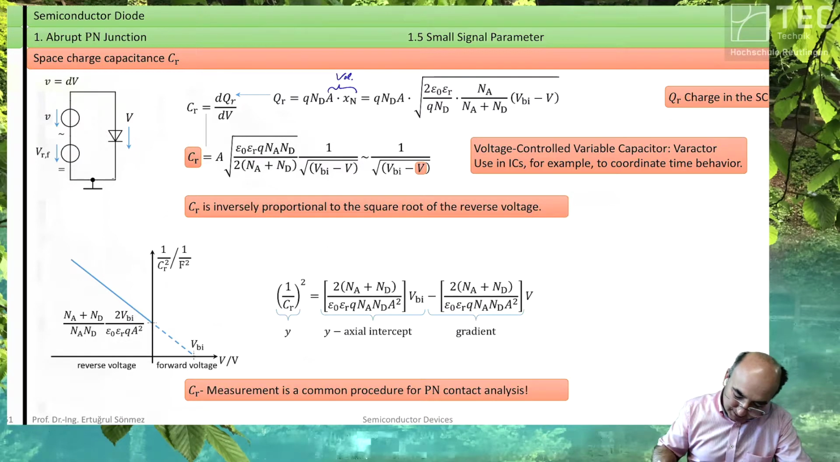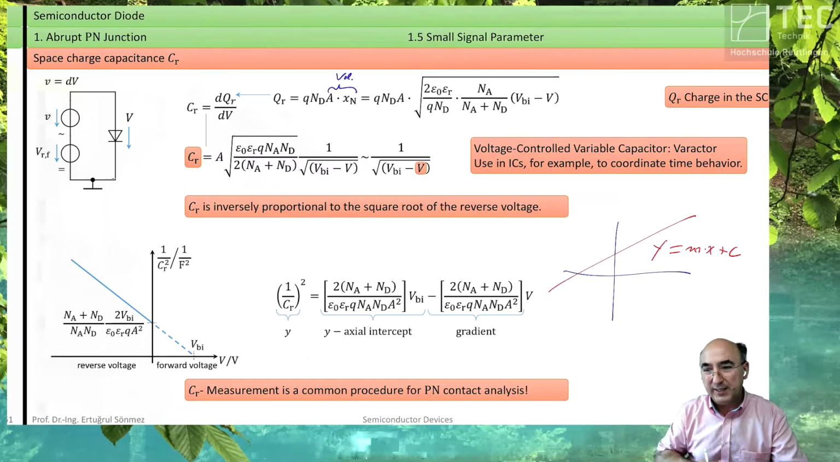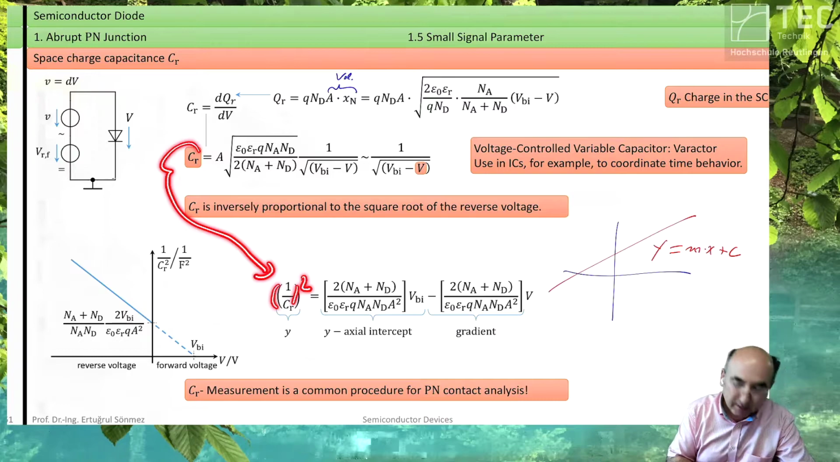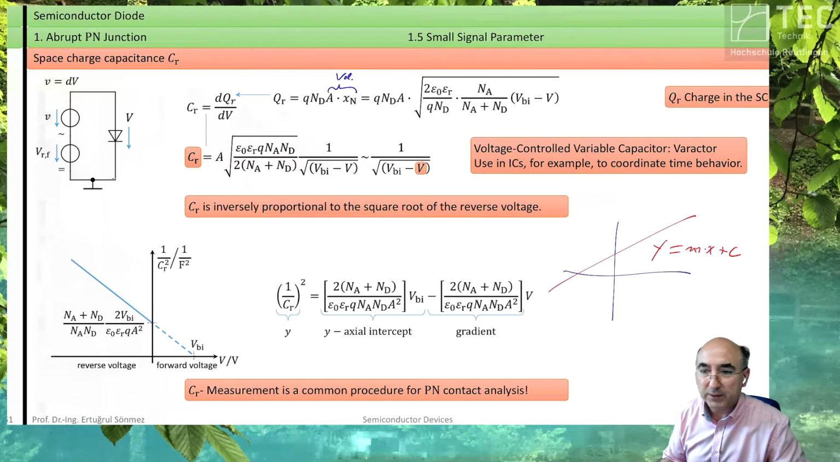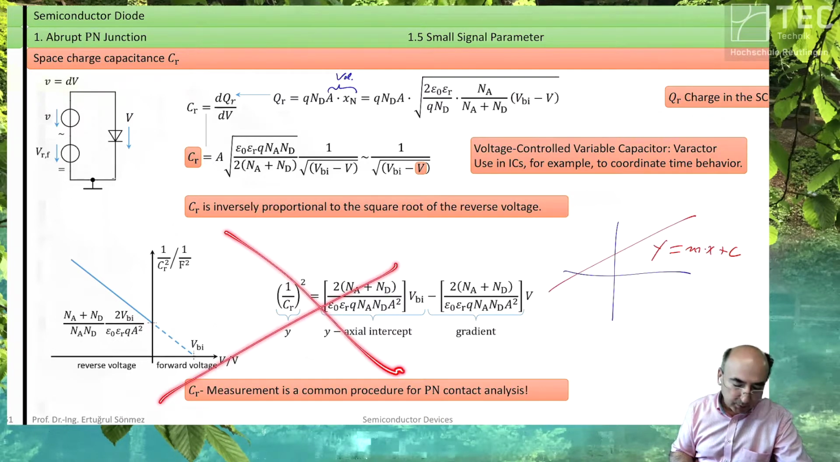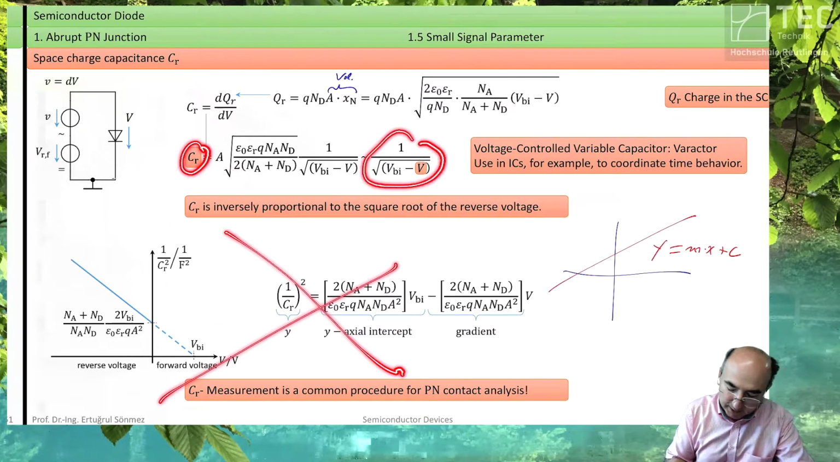No, in mathematics, if you have one line and this line is y equals m times x plus c, then we have a straight line equation, exactly. So we have a straight line equation if we do this with this equation. Therefore, you can use this for characterization purposes. But that's not so very important. The important point I want to have in your mind is this dependence.